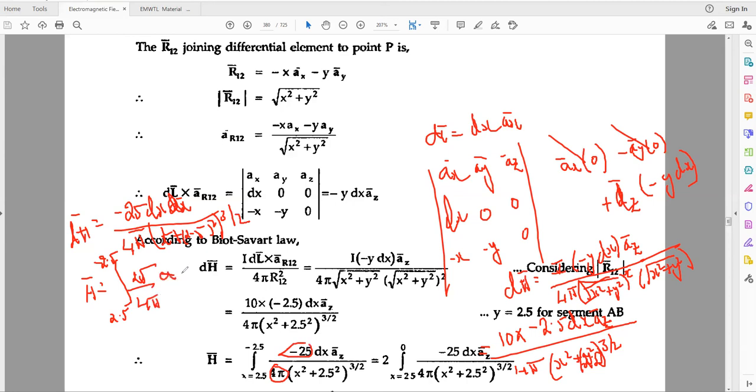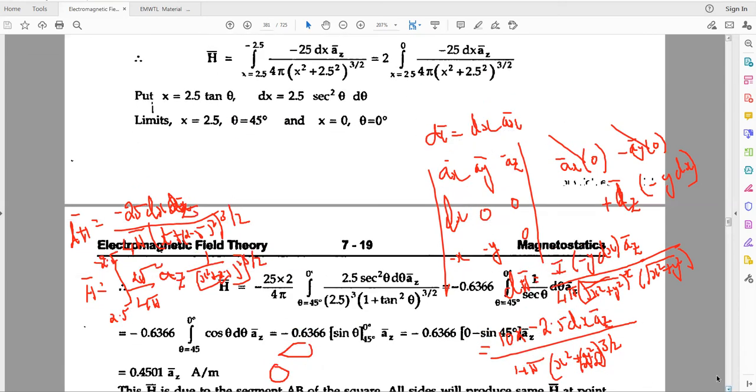And it is aZ bar, my dear students, not the x. And the remaining term is 1 by (x square plus 2.5 square) whole power 3 by 2. Okay, if you get the 2.5 in the numerator, otherwise you can write it from minus 2.5 to 2.5, or directly you can apply the integral, my dear students. Nothing will happen, sir. Now I'll change it: put x is equal to 2.5 tan theta.